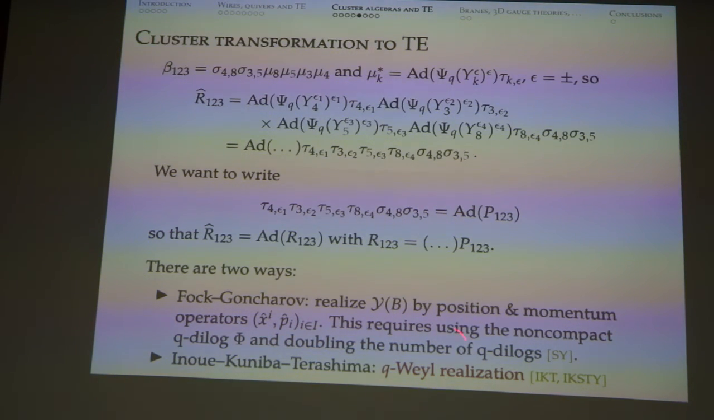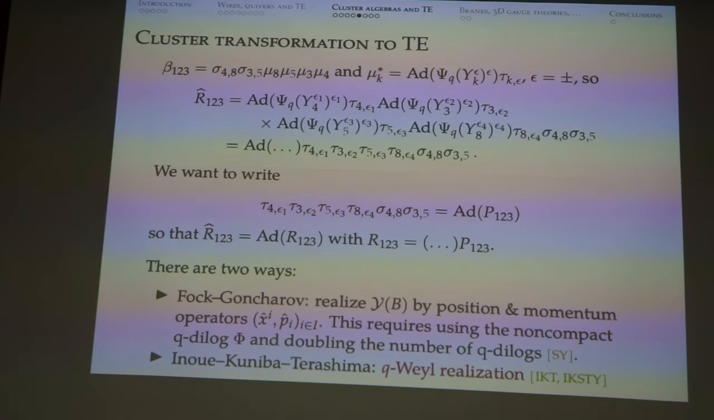One way is the way which was pursued by Fock and Goncharov. It realizes this quantum Y algebra by position and momentum operators, and well, this requires actually doubling the number of quantum dilogarithms, and this was a route I took in the paper with my students. But then Inoue, Kuniba, and Terashima wrote very nice papers which told us how to do this using something called Q-Weyl realization, and that's the direction we are going in our new work. So I would like to explain this.